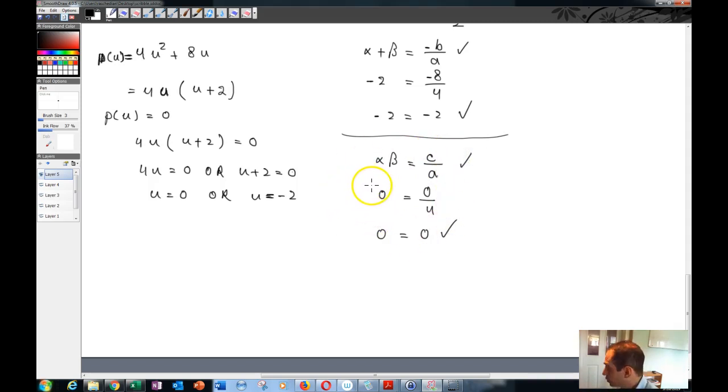So what you can see over here is that when c is equal to 0, at least one of your roots or one of your zeros is actually 0, meaning that you can see that here u is equal to 0 and also equal to negative 2. So that's basically this whole thing over here.